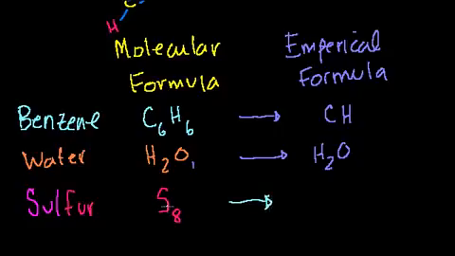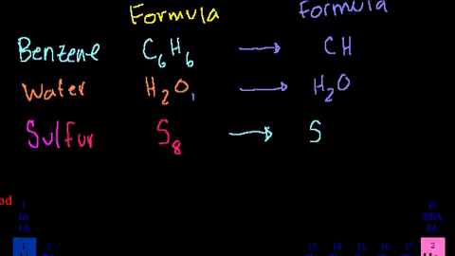So for the empirical formula, there's only one atom in this molecule. You divide by 8 and you get S. So you just know that all you've got there is sulfur. So let's just do one more. Glucose.